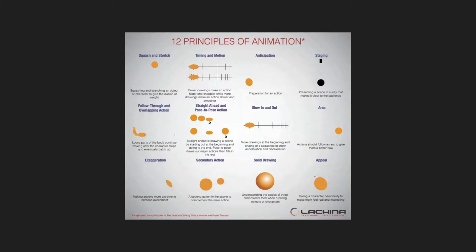Next is anticipation. It says right there it's preparation for action. Basically, before anyone does an action, you of course want there to be something that signifies that they're about to do it. For example, if you're going to jump, what do you have to do before you jump? You have to squat down and bend your knees. That would be your anticipation before you jump.